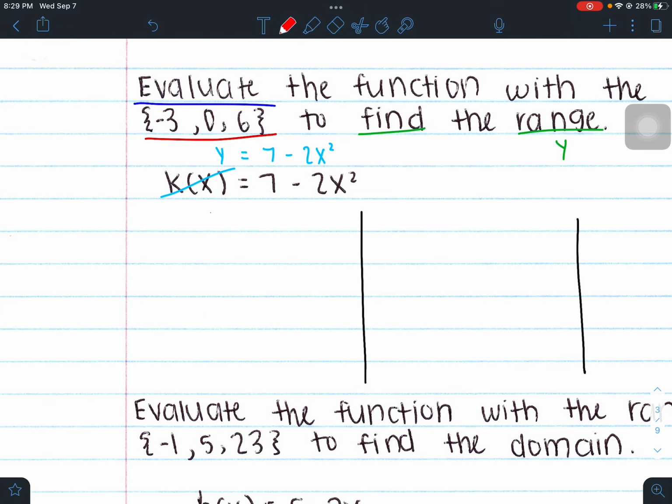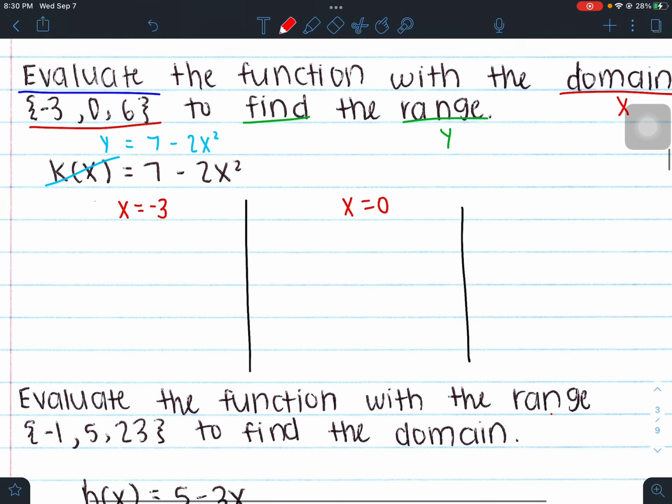So the first thing I like to do is, well, what are the values that they give me? They give me the first x value, which is -3. So we have x equals -3. So I'm going to put that on that left side. The second x value they give me is x equals 0. And the third x value they give me is x equals 6.